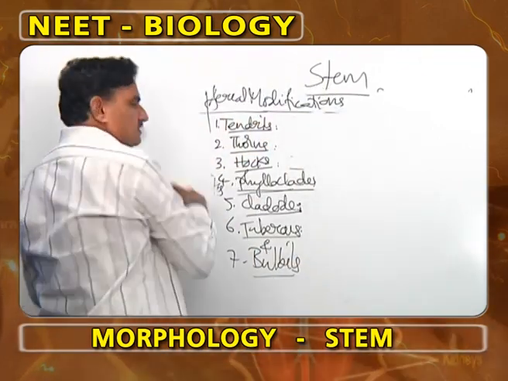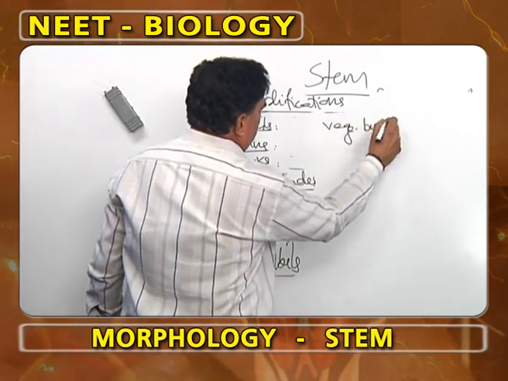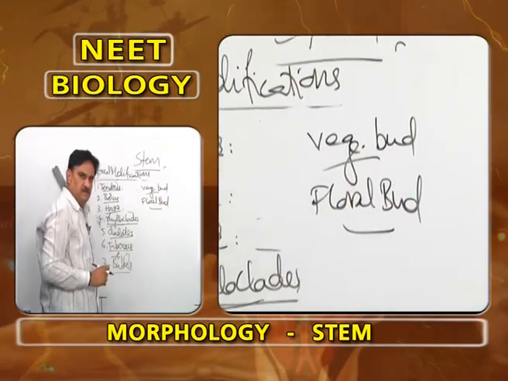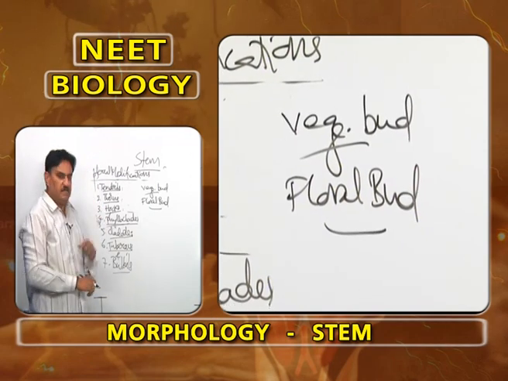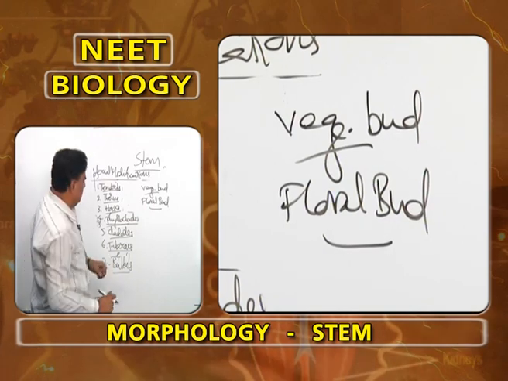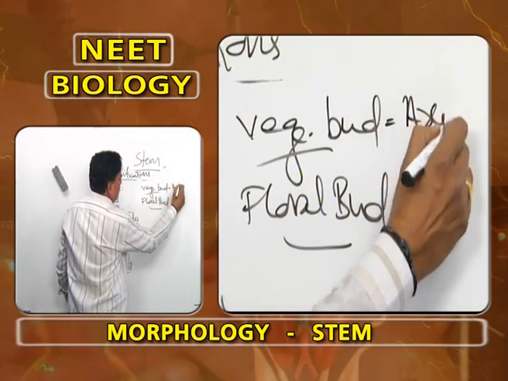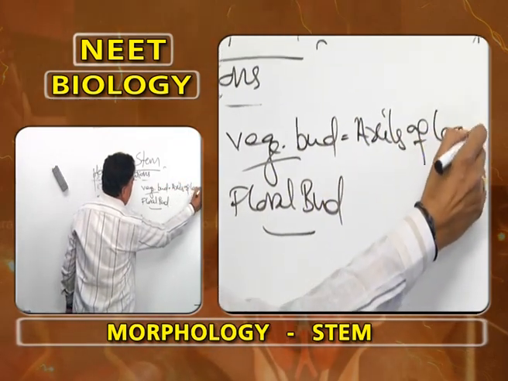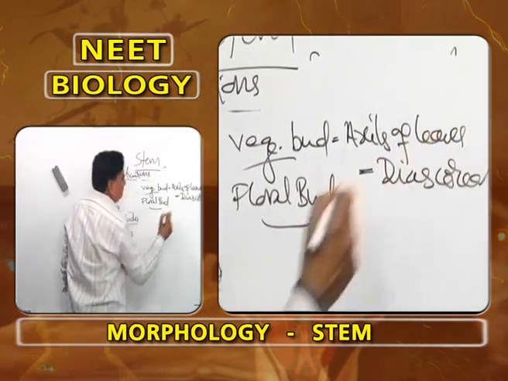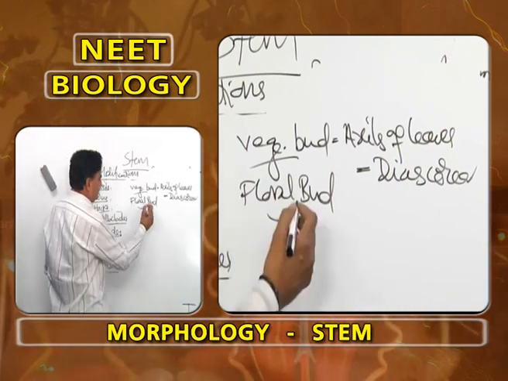Now, coming to the last structure, bulbils. Either a vegetative bud or a floral bud becomes a short condensed branch which not only stores food material but also helps in vegetative propagation, then it is called a bulbil. A vegetative bud in the axils of the leaves becomes a bulbil in Dioscorea.